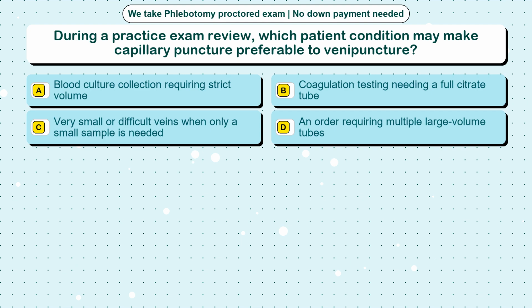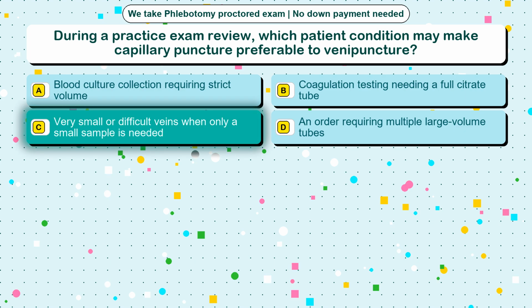Question 36. During a practice exam review, which patient condition may make capillary puncture preferable to venipuncture? Option A. Blood culture collection requiring strict volume. Option B. Coagulation testing needing a full citrate tube. Option C. Very small or difficult veins when only a small sample is needed. Option D. An order requiring multiple large volume tubes. The correct answer is option C.